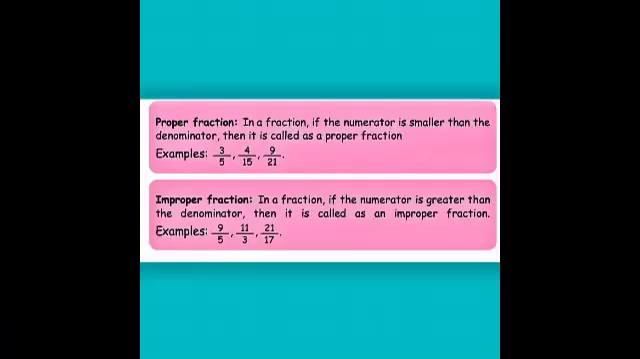In a proper fraction, the numerator should be smaller than the denominator. Consider the examples 3 by 5, 4 by 15, 9 by 21, etc. Next is the improper fraction. It is just the opposite of a proper fraction, that is, the numerator is greater than the denominator, like 9 by 5, 21 by 11, 11 by 3.